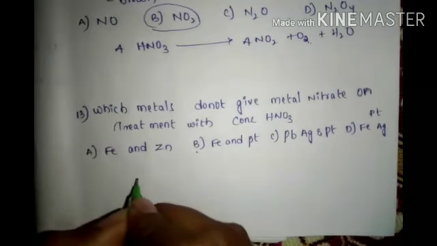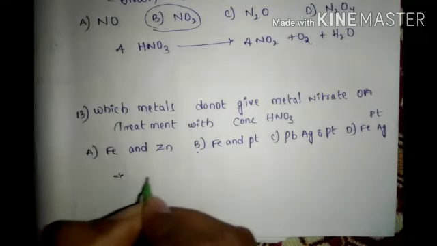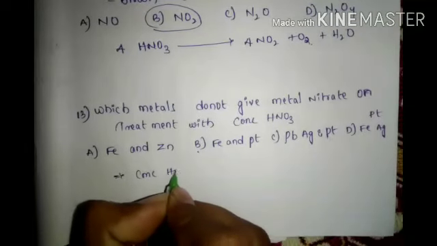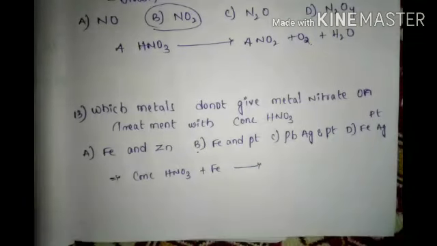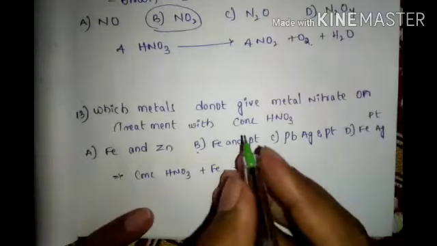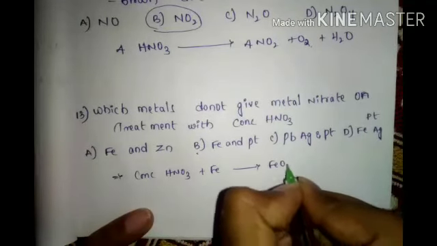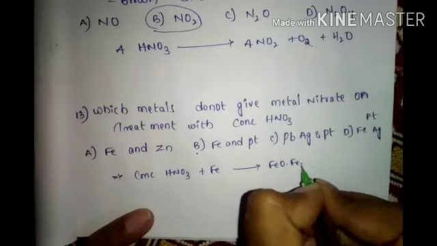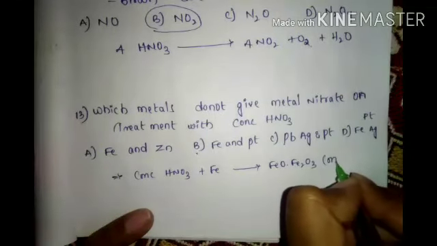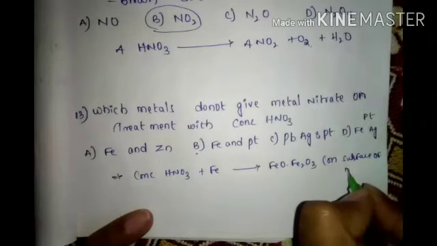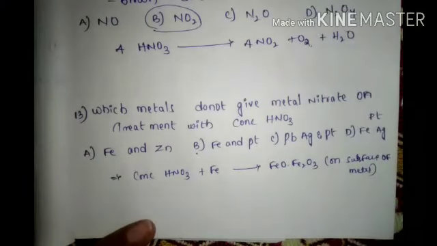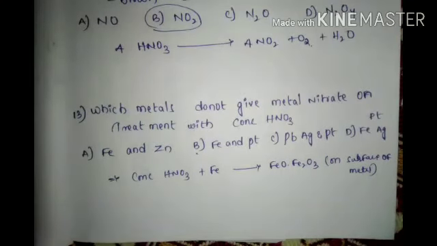First of all, take iron. When concentrated HNO3 is treated with Fe, it gives Fe2O3 on the surface of the metal. Metal nitrate is not given. It is metal oxide coming.